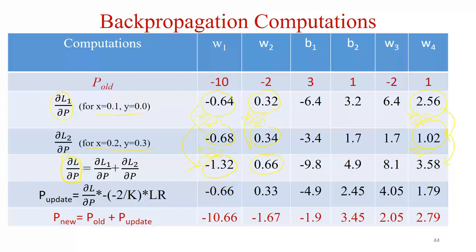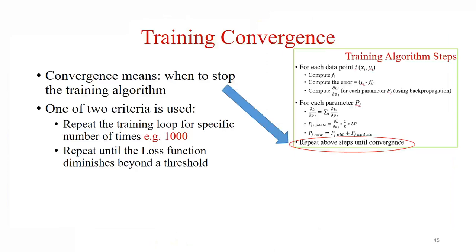Then we compute the P update, which is delta L over delta P times minus 2 over K. K here equals 2, by the way, because I have two training patterns. The learning rate, we assume, is 0.5. And then we compute the new values for the parameters after having two training patterns. You will see that this process is repeated, and we go back to the algorithm, which states that this is repeated until convergence.